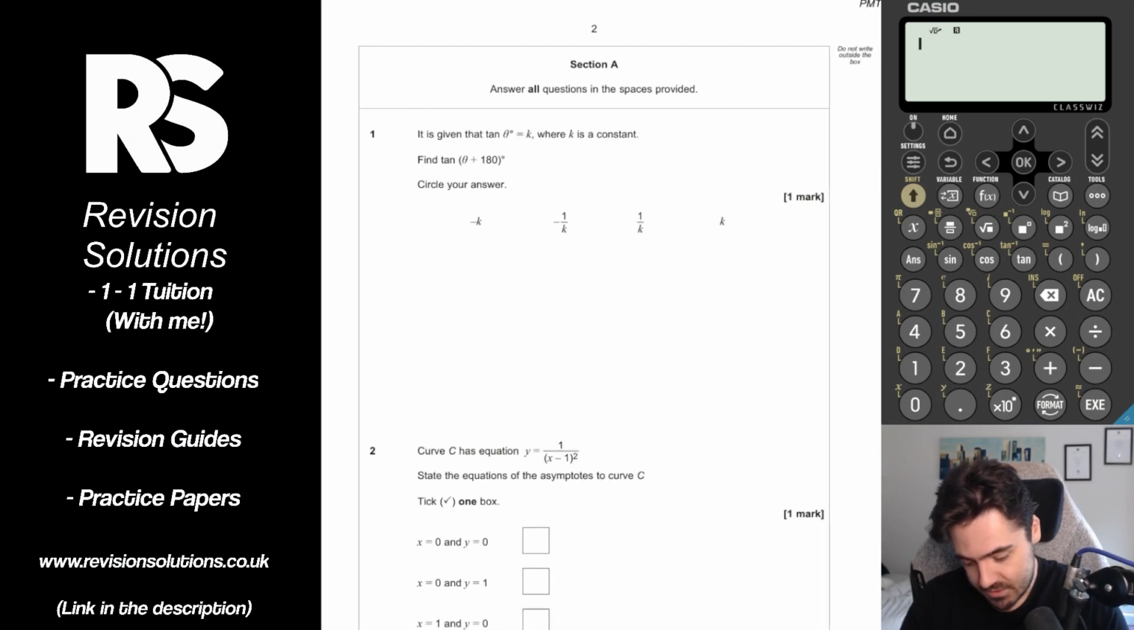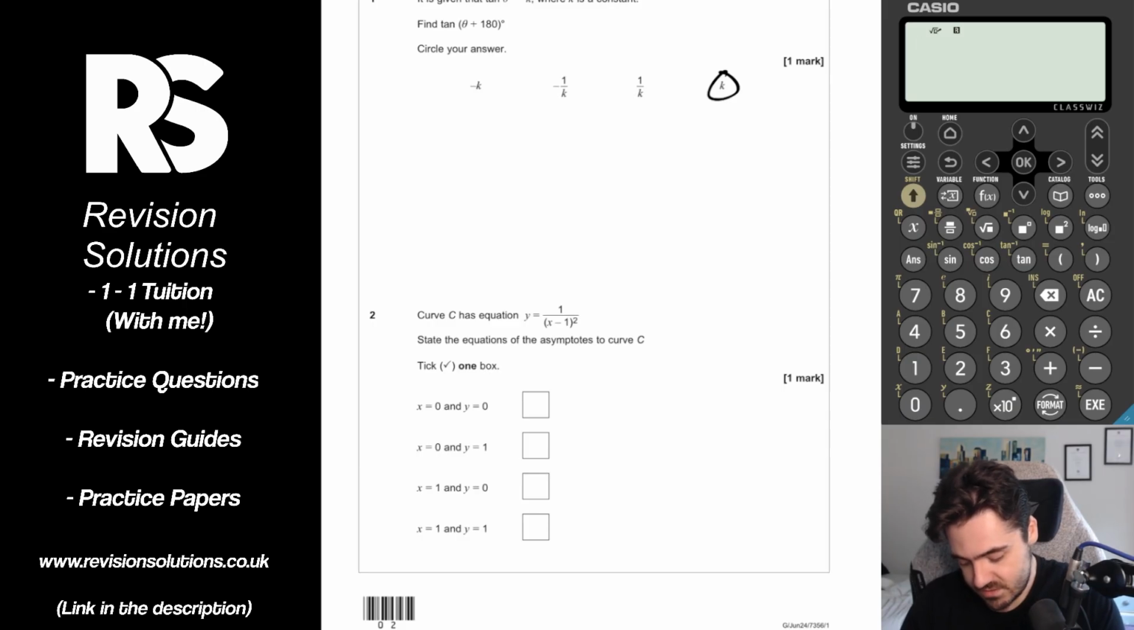Okay, so going straight to question 1, it says it is given that tan theta equals k, where k is a constant. Can we find the value of tan of theta plus 180? Well, the graph of tan repeats every 180, so it's still going to be at the same value if we just add 180 onto the input. So it's still going to be just k.